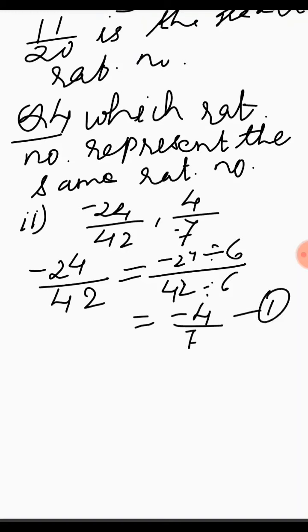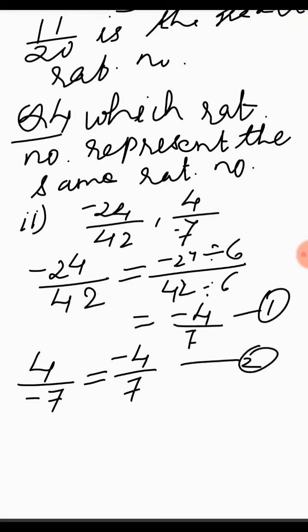Let us give it number 1. Now write down the second one. What is the second rational number? 4 by minus 7. Here also children, you have to make the denominator positive, and by multiplying by minus 1, here what you will get? Minus 4 by 7. Okay, now it is already in the standard form, so directly you can give it number 2. So now from 1 and 2 children, what you can observe is that for both the rational numbers you are getting the same answer. It means this given pair of rational numbers represents the same rational number.